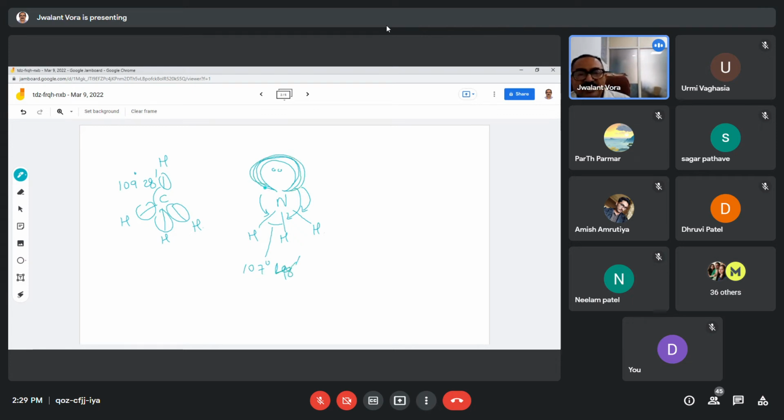This lone pair will pull all three bonds. Now in the first example all are bond pairs, but in this case one lone pair is there. It occupies more space, so it will pull all the bonds and squeeze them. So from the regular 109 degrees 28 minutes it will come to 107 degrees 48 minutes.